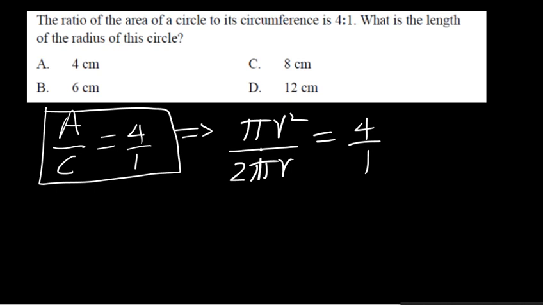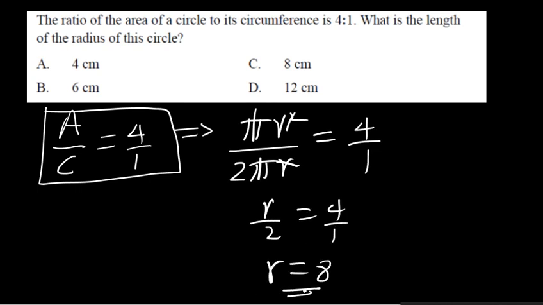So you can cancel pi by pi, and one r will cancel, and r over 2 on the left side is equal to 4 over 1. By crisscross multiplication, the value of r will be 8. So what is the radius? The radius must be 8 centimeters. So the answer is C. Very good. Let's continue to the next one.